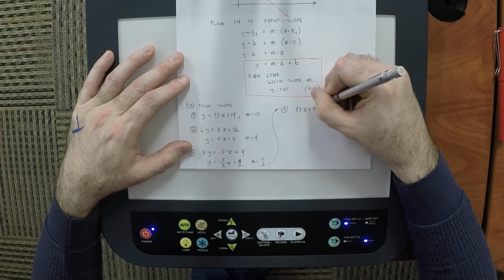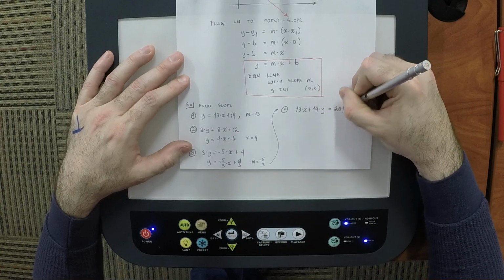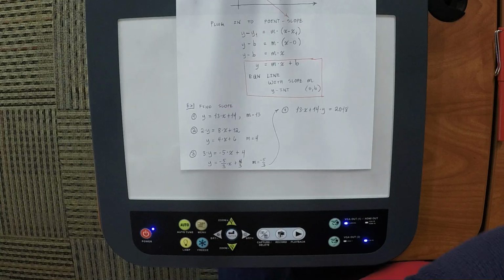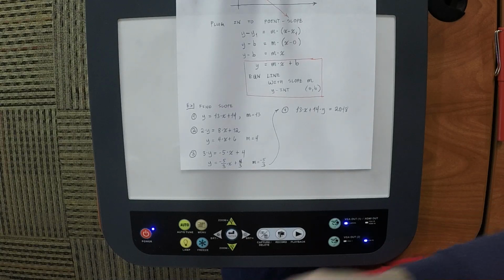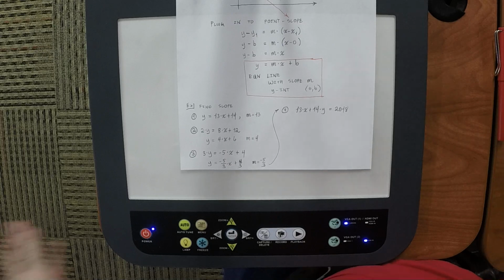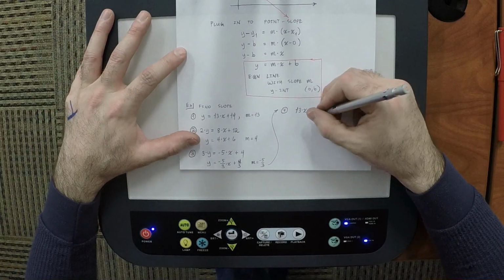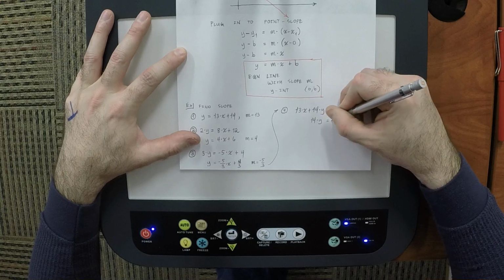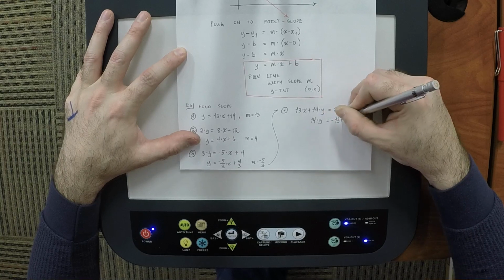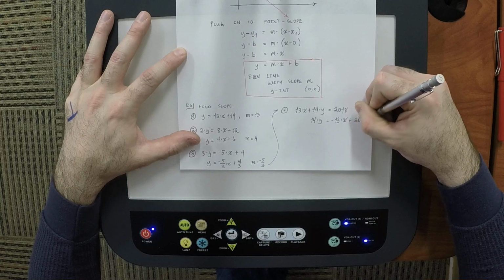And for the last example, how about, I don't know, 13x plus 14y equal 2018. What's the slope of this one? Okay, good. So how do you go about finding it? Isolate y. Yeah, get y by itself. Okay, so 14y equals -13x plus 2018.